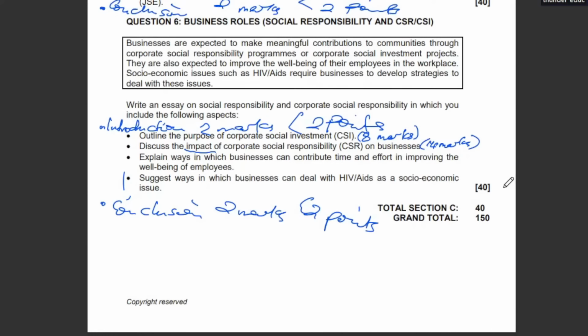So now, let's move on to another bullet, which is bullet number 3, where you are expected to explain ways in which businesses can contribute time and effort in improving the well-being of the employees. So now, if we check the mark allocation for this type of question, let me verify the mark allocation. We have 10 marks. Sorry, we have 10 marks.